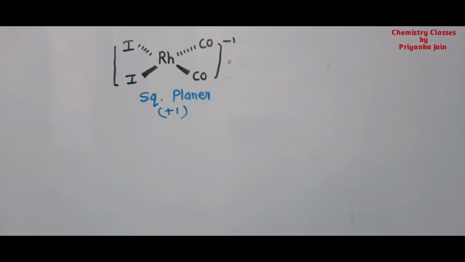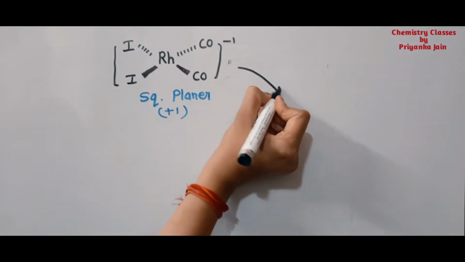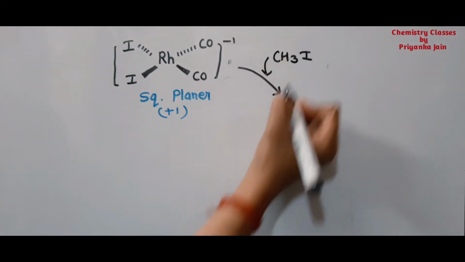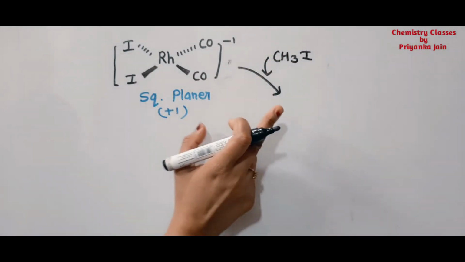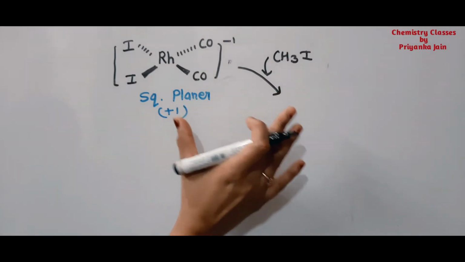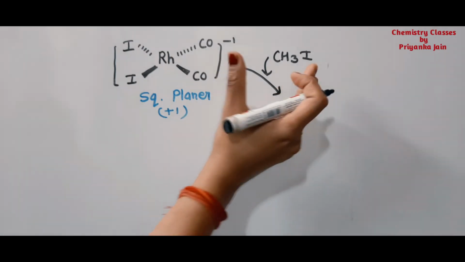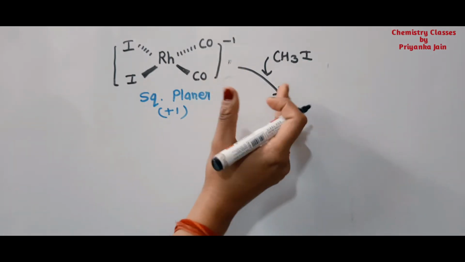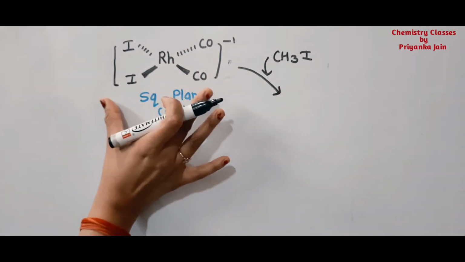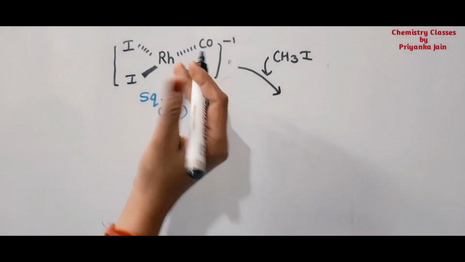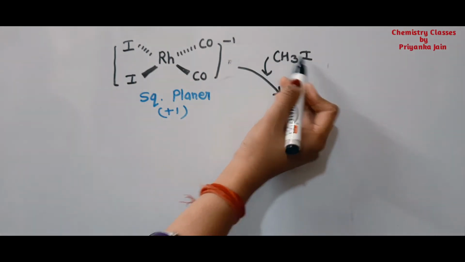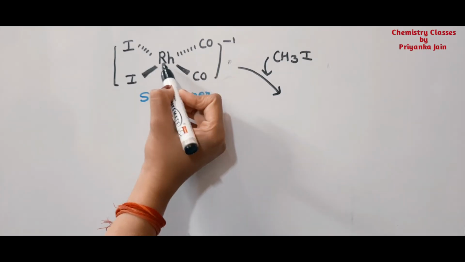Now the first step is the oxidative addition of methyl iodide, CH3I. What is oxidative addition? I have already made videos on oxidative addition, migratory insertion and reductive elimination, so you can watch those videos. In oxidative addition, this is 4 coordinated. Now it will be 6 coordinated and its oxidation state will increase from +1 to +3 because both CH3 and I attach to this rhodium.